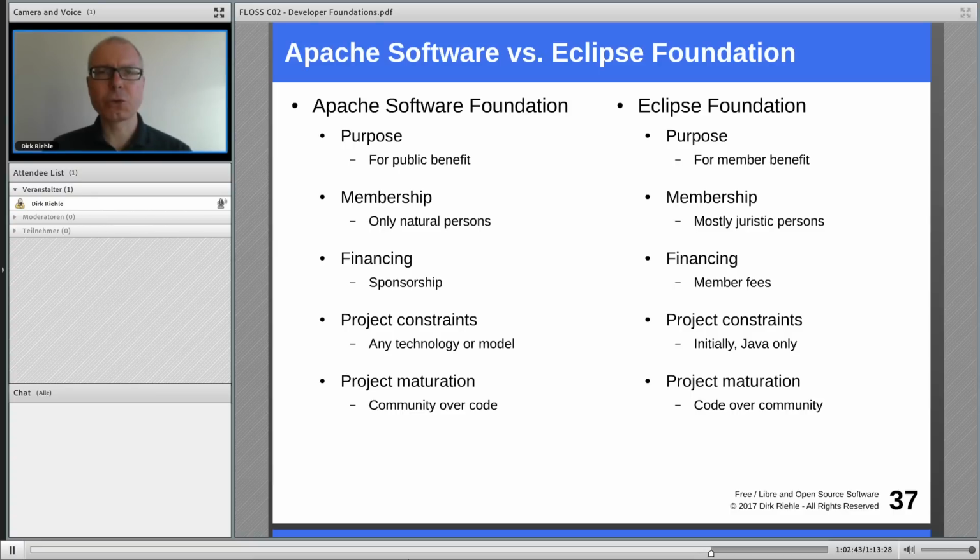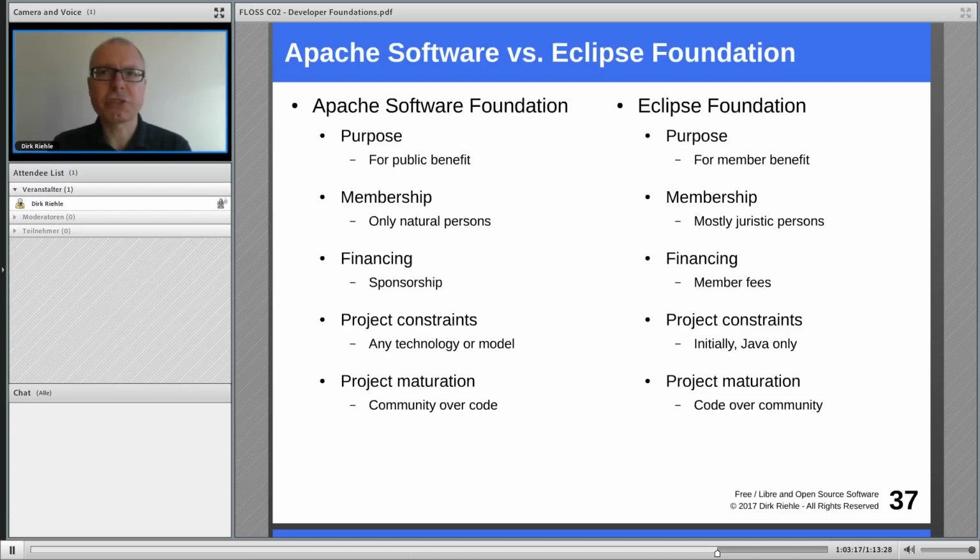Since these are two important foundations, here you see a small comparison. Officially, Apache is a 501(c)(3) for public benefit, while the Eclipse Foundation is a 501(c)(6), which is a consortium for member benefit. Practically, this doesn't make much of a difference. People sometimes point it out, but pragmatically speaking, they are both good open source foundations.